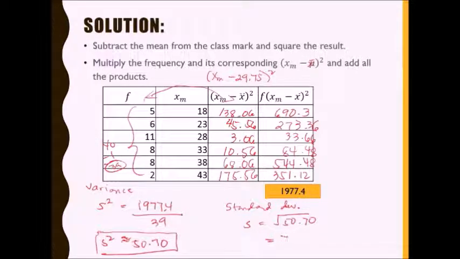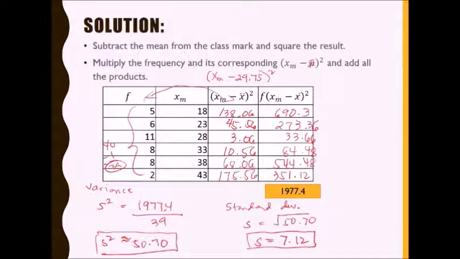7.12. So, kung mapapansin nyo, hindi naman tumataas masyado yung ating SD. So, ibig sabihin, halos magkakalapit po yung ating scores. Okay? So, yan po yung ating pagsasolve ng standard deviation and variance manually.